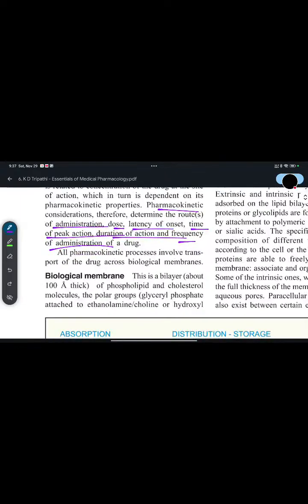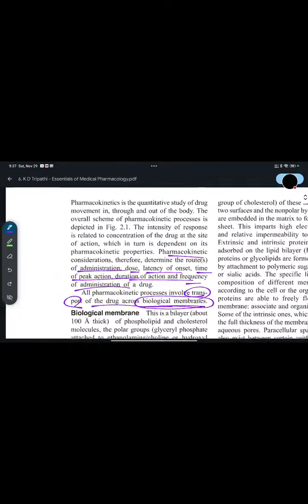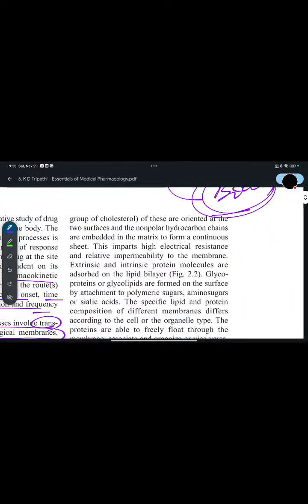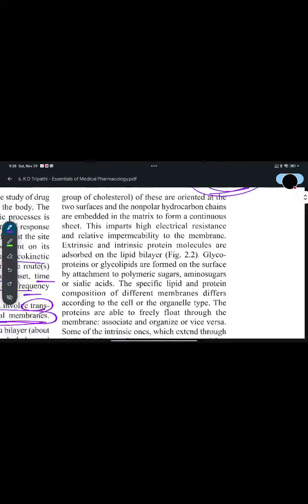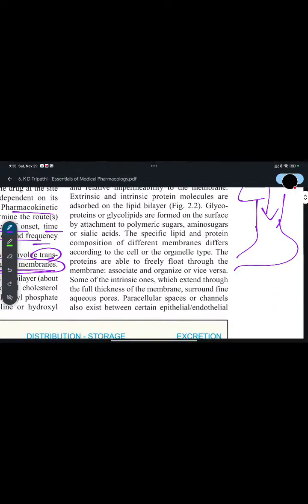Okay, all pharmacokinetic processes involve transport of drug across the biological membrane. That is very important. Transport of drug across the biological membrane, what does it mean? That day if you remember I explained, whenever you take a drug through the mouth, that is oral, what will happen? It will go into the stomach. After going into the stomach, what will happen? It will be absorbed into the circulatory system from the stomach through the membrane.